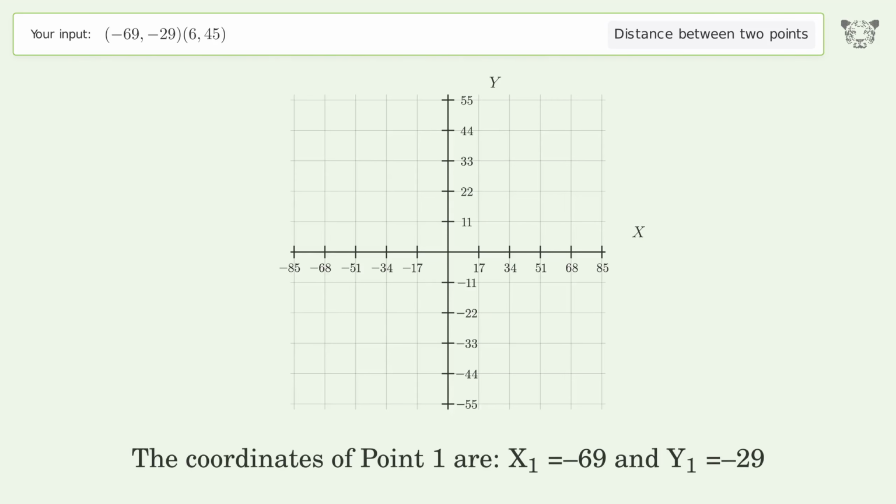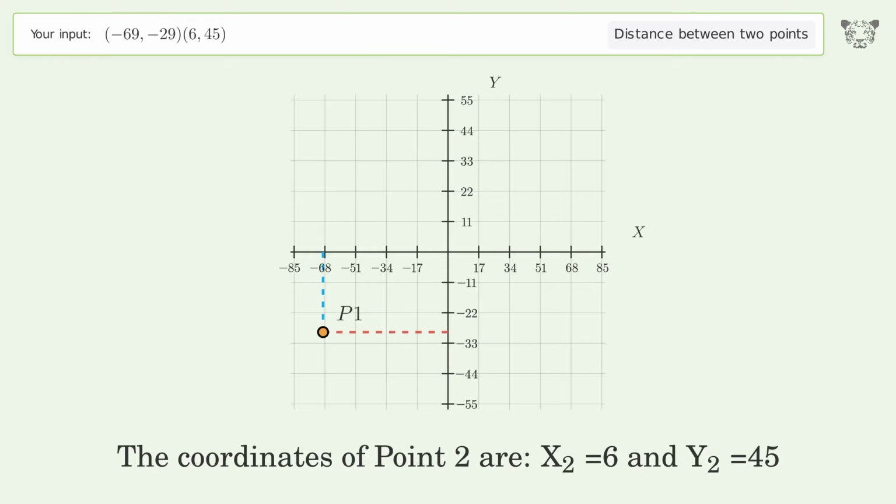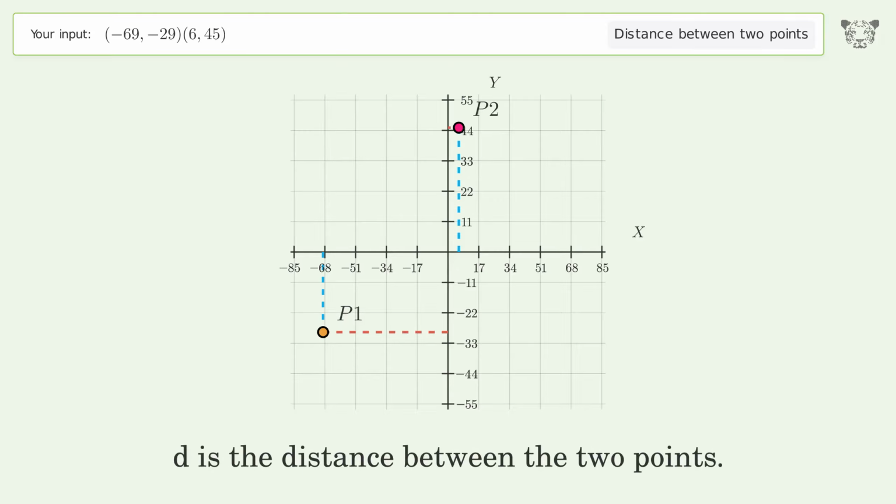The coordinates of point 1 are x1 equals -69 and y1 equals -29. The coordinates of point 2 are x2 equals 6 and y2 equals 45. D is the distance between the 2 points.